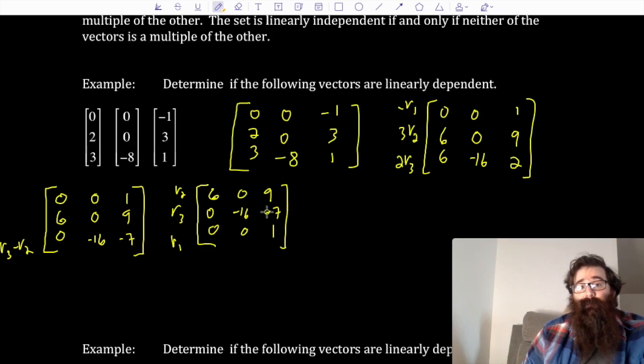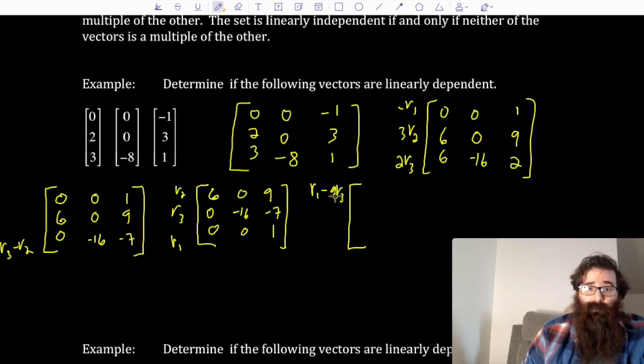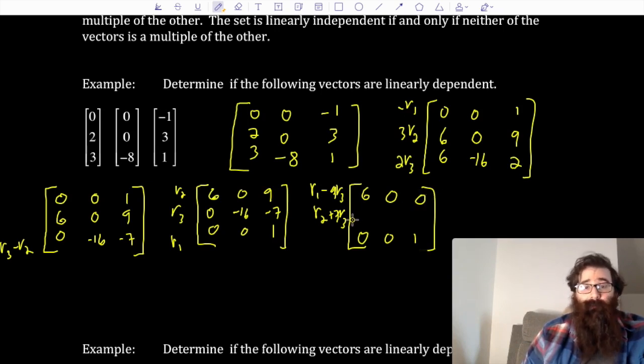And if I take a look at column 3, I have a really nice leading entry, but I want to get those zeros above it. So maybe let me do that next, because I can do that pretty nicely, kind of surgically. I can replace row 1 with row 1 minus 9 times row 3. And I can replace row 2 with row 2 plus 7 times row 3. And I'm going to rewrite row 3 just to start. But here in row 1, I get 6 minus 9 times 0 keeps my 6. 0 minus 9 times 0 gives me 0. 9 minus 9 times 1 gives me 0 that I wanted. And in row 2, 0 plus 7 times 0 keeps my 0. Negative 16 plus 7 times 0 keeps my negative 16 preserved. Negative 7 plus 7 times 1 gives me that 0 that I wanted.